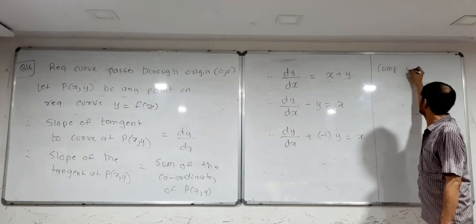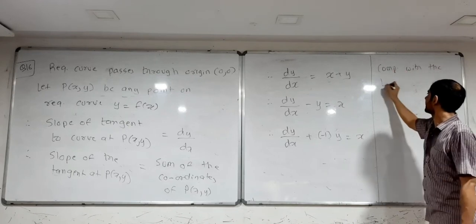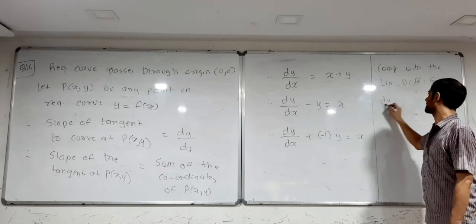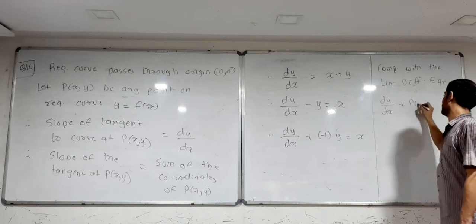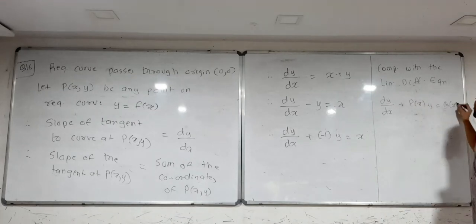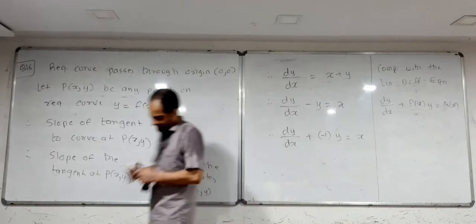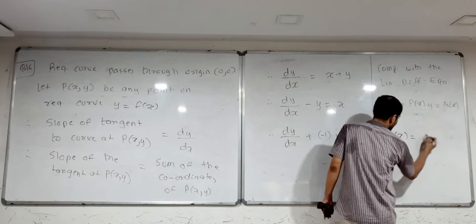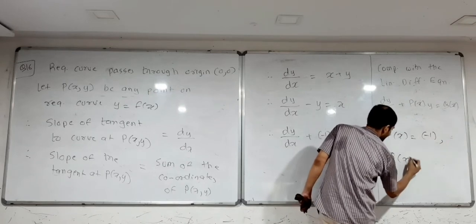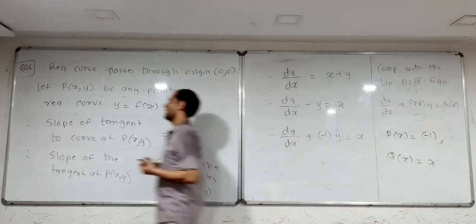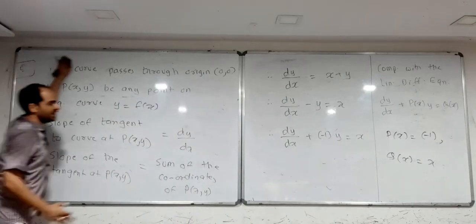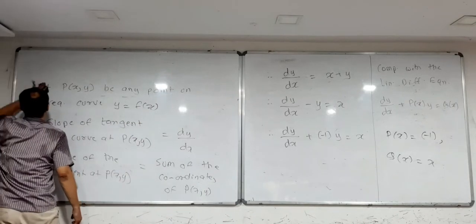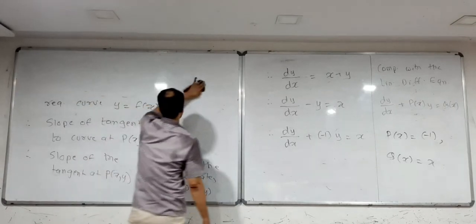Comparing with the linear differential equation, which one? dy/dx plus P(x) into y is equal to Q(x). P(x) will be -1, and Q(x) is x. Then just find the integration.